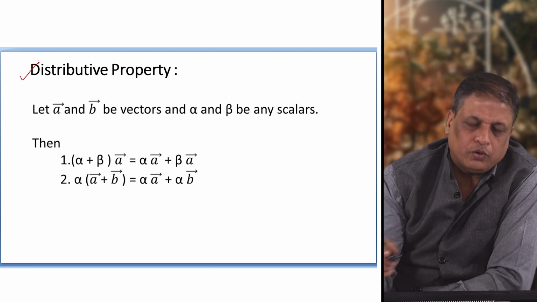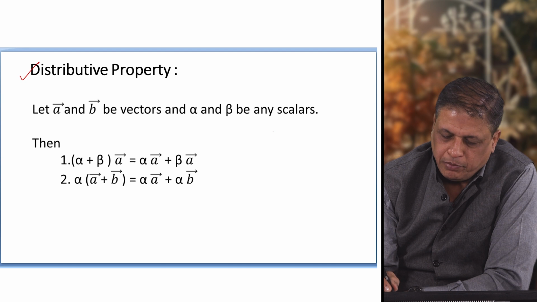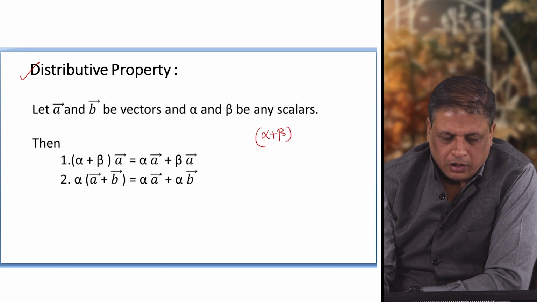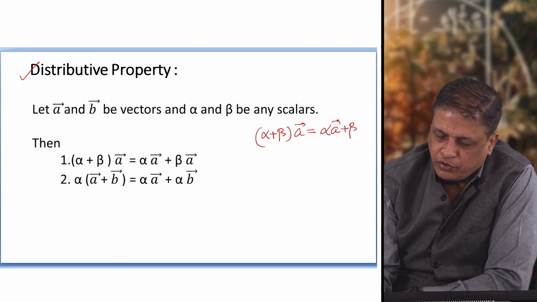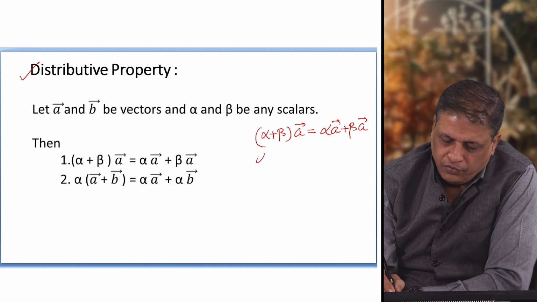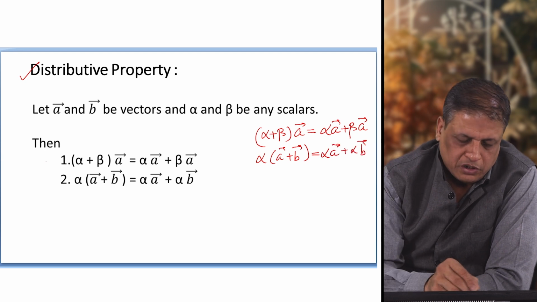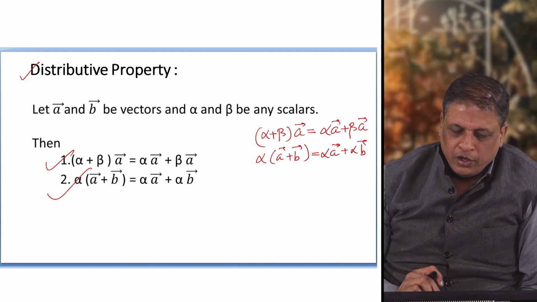Now, we are going to discuss one more property, that is the distributive property of the vectors, and distributive property says that if alpha and beta are scalar constants, then alpha plus beta into A can always be expressed as alpha times of A plus beta times of vector A. Similarly, alpha times of vector A plus vector B is equal to alpha times of vector A plus alpha times of vector B. So, these two are the important properties which are represented as the distributive property for vectors.